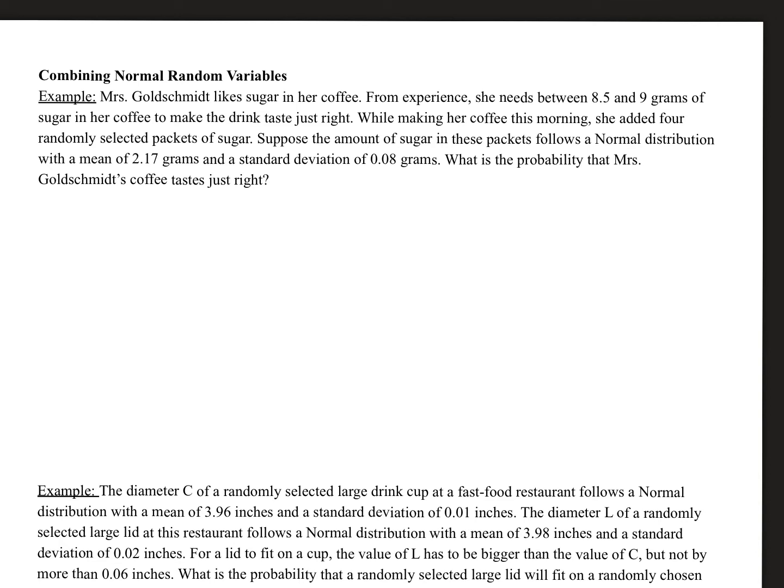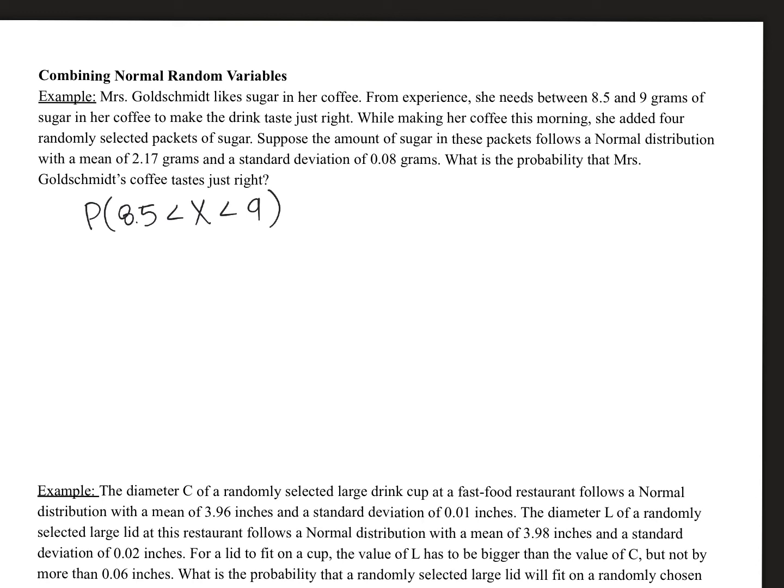Suppose the amount of sugar in these packets follows a normal distribution with a mean of 2.17 grams and a standard deviation of 0.08 grams. What is the probability that Mrs. Goldschmidt's coffee tastes just right? So first, the probability we're trying to find is that she has between 8.5 and 9 grams of sugar.